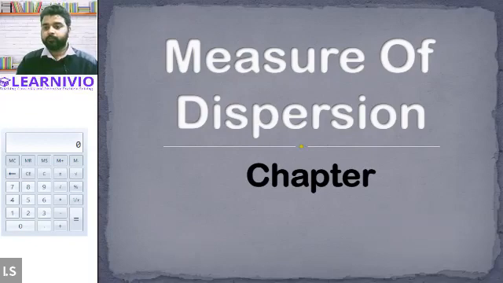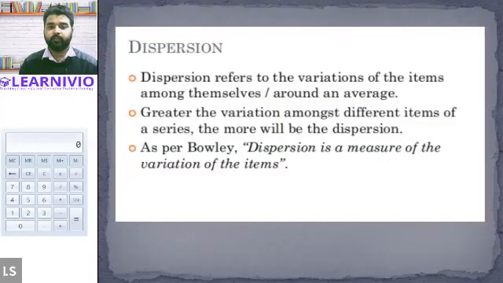Okay. All right. So, Alexander and Sri, let's start with our statistics discussion. We have started this chapter, measure of dispersion. Until this point, we have discussed a few things in this chapter, like the meaning of dispersion, wherein I have told you that dispersion is basically variation of items in a statistical series.